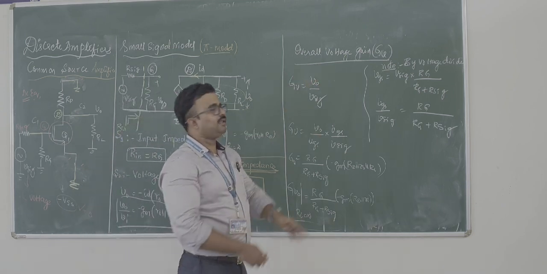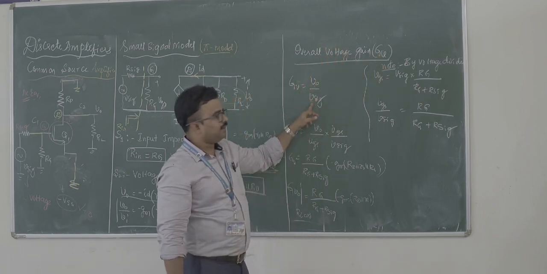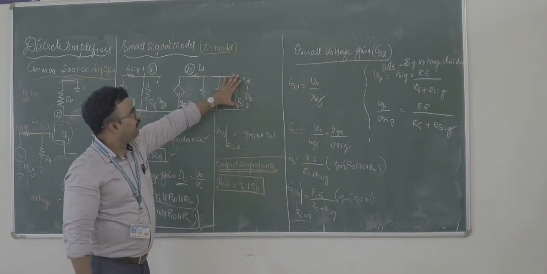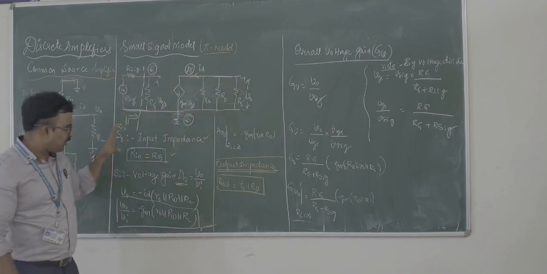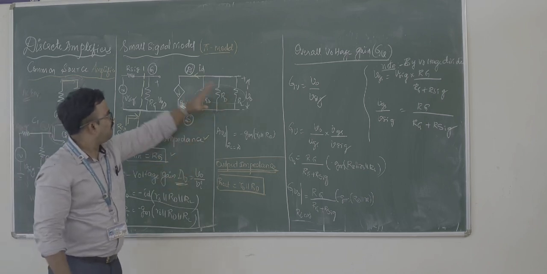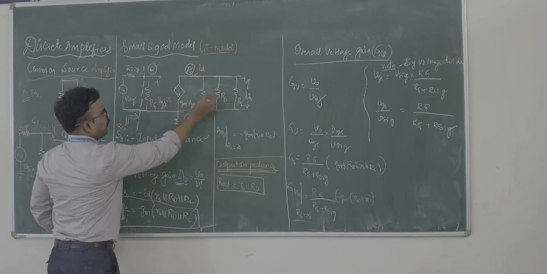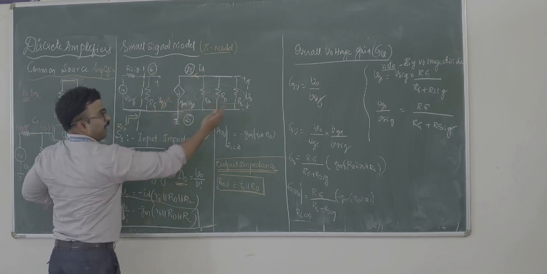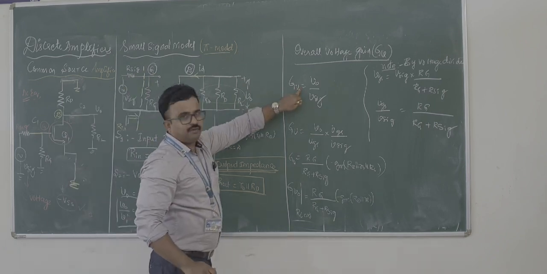Next, from the circuit, the next concept to be found is the overall voltage gain, denoted by Gv. Gv is nothing but Vout by Vsig. Note that the voltage gain Av is nothing but Vout by Vi, and VGS is equal to Vi, so Vout by Vi is Av. The end-to-end gain is Vout by Vsig, which is denoted by Gv.